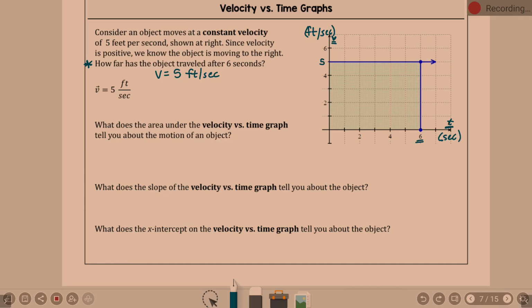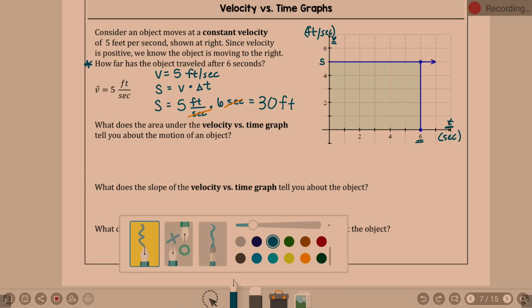And then if we're trying to find how far it has traveled, your position, you're going to be looking at the velocity of 5 feet per second times the change in time. Again, I'm going to put units on here because the units definitely help. Velocity is 5 feet per second. Change in time is, they asked us after 6 seconds. When you multiply those, 5 times 6 is 30, and seconds will cancel off, giving us 30 feet.